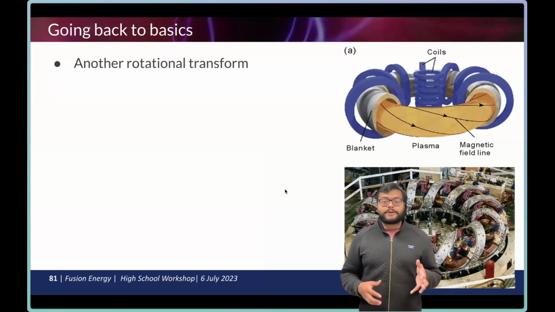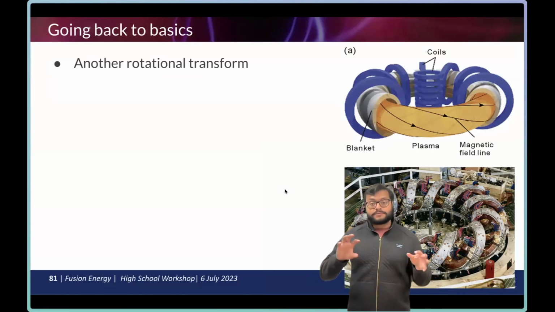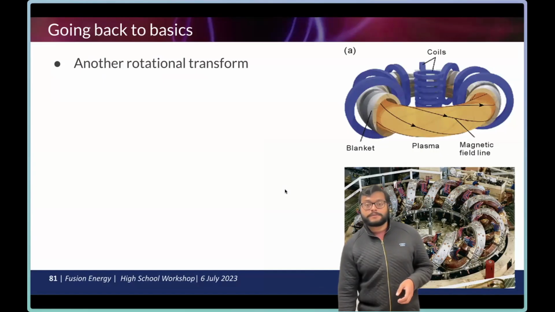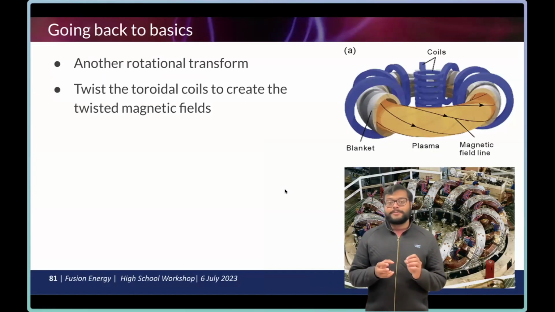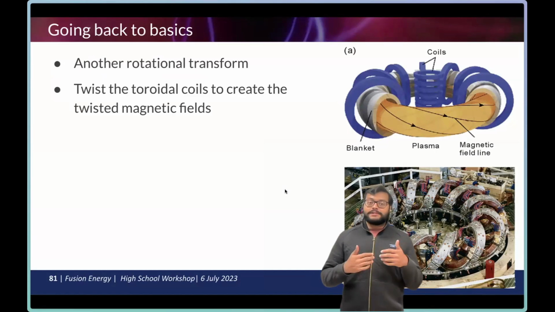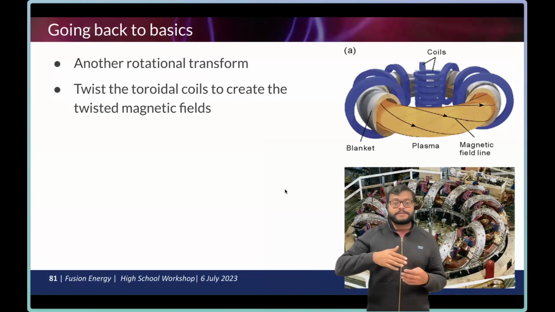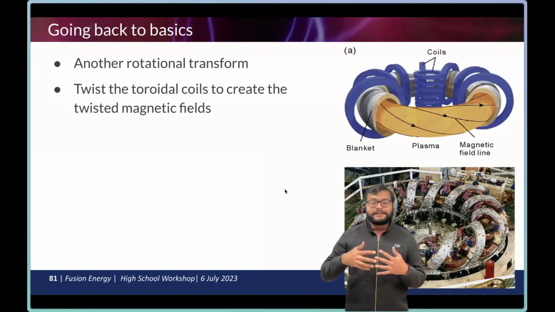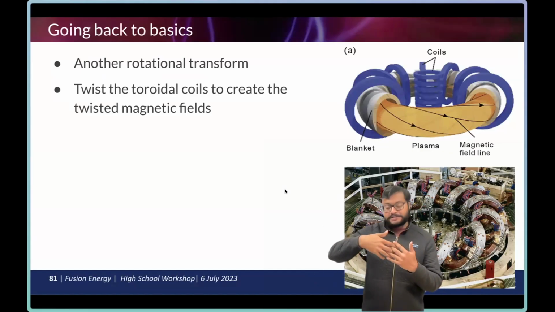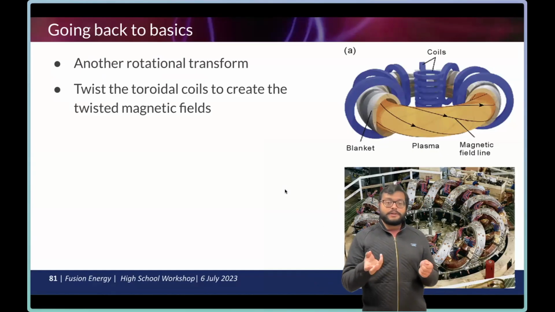And so before, we were talking about essentially driving a current in the plasma to create this rotational transform in our magnetic field. Well, another way to create a rotational transform in your magnetic field is to actually twist the toroidal coils themselves. So instead of them being these planar coils, you now have these twisted coils that look maybe a little funky, but they'll essentially produce a rotational transform without actually having to drive a current in your plasma.